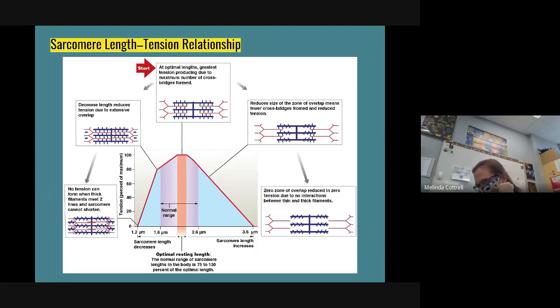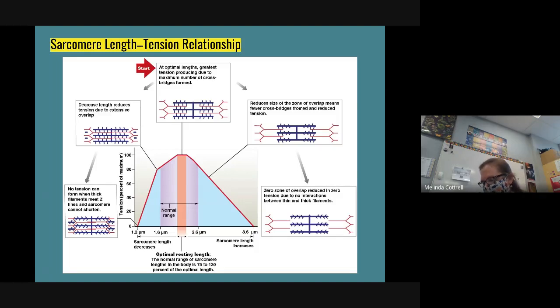All right, so the first one is the optimal range, and that's the peak. If you look at the bottom here, it says optimal resting length. The normal range of sarcomere is about 75 to 130% of the optimal length. So that's kind of your peak. And then as you go down either side, it's talking about the conditions that you would see the sarcomere at. So let's go down the left side first.